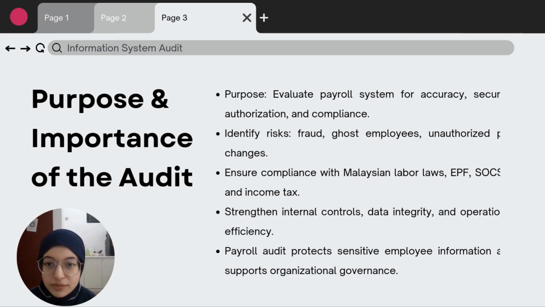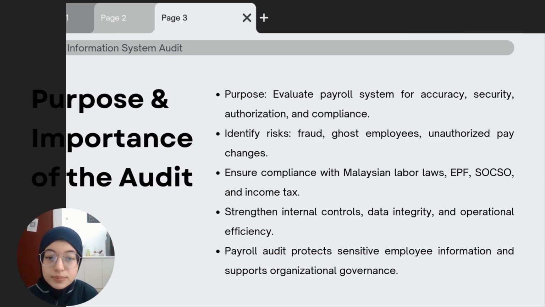For the next slide, we have the purpose and importance of the audit. Number one, the purpose is to evaluate the payroll systems for accuracy, security, authorization, and compliance. Next, we have to identify the risks, which are fraud, ghost employees, and unauthorized pay changes. Next is to make sure that it's compliant with Malaysian labor laws, for example, the EPF, the SOCSO, and income tax. Next is to strengthen the internal controls, data integrity, and operational efficiency. And last, the payroll audit protects sensitive employee information and supports the organization's governance.